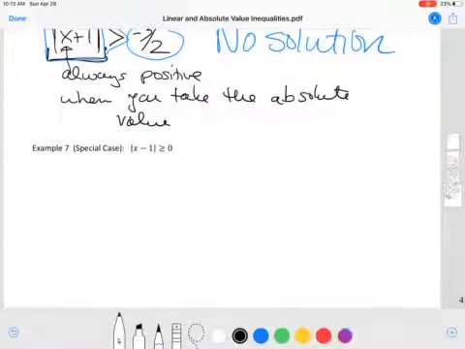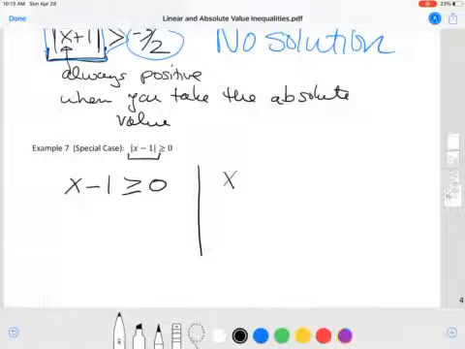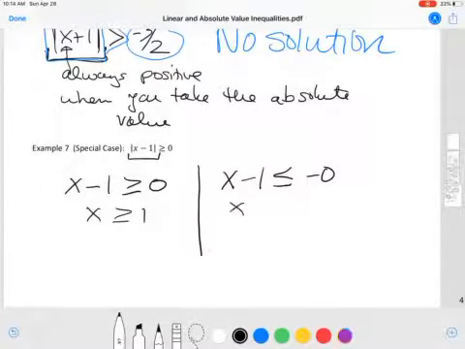Okay, here's another special case. If I go ahead and I try to solve this, my absolute value is isolated. So I'm just going to take what's inside there. X minus 1 is greater than or equal to 0. And then I'm going to do the second inequality where I say x minus 1 is less than or equal to negative 0. But negative 0 and 0 are the same. So when I add 1 to both sides, this is what I get.